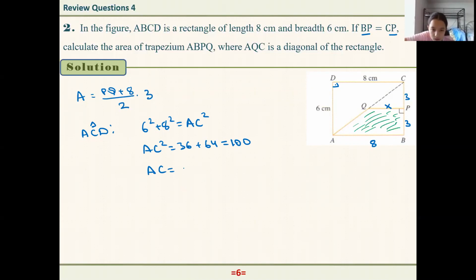50. Square root of 100, which is equal to, oh, 10. Oh yeah. Because 10 squared equals 100, Shahina. You make the same mistake again and again. So that is 10, Shahina.